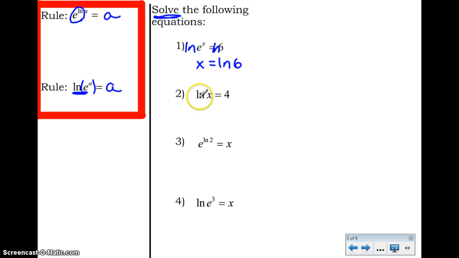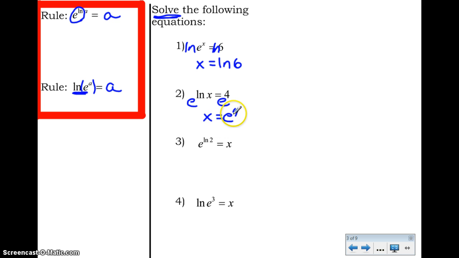For number 2, my x is right here, and it is inside of the natural log. Well, since I already have a natural log, how can I get rid of a natural log? If I raise it with an e. So if I make e the base and the ln of x becomes the exponent, then these will cancel out just like in this example up here. So whatever I do to one side, I must do to the other side. So those cancel out, and all I have is x is equal to e raised to the 4th power.